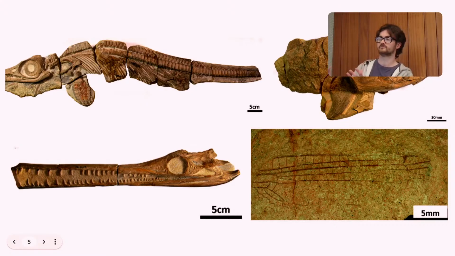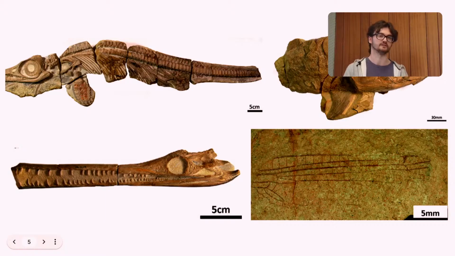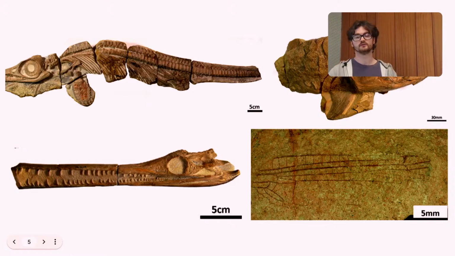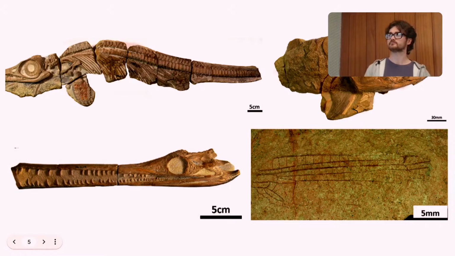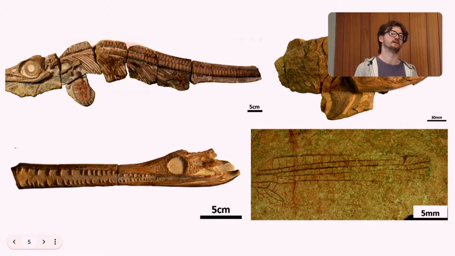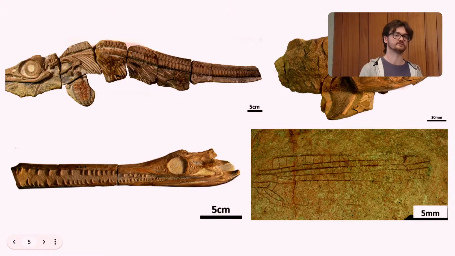So the type of preservation that you get at Strawberry Bank is really unlike anywhere else in Europe for the time period it represents. There's soft parts preserved, lots of 3D preserves, because they're found in these calcareous nodules. And something cool about Strawberry Bank is that none of the marine reptiles found there are adults. They're all just a mixture of juveniles and infants.